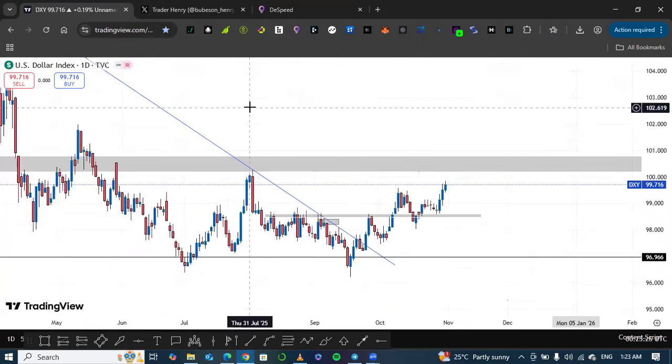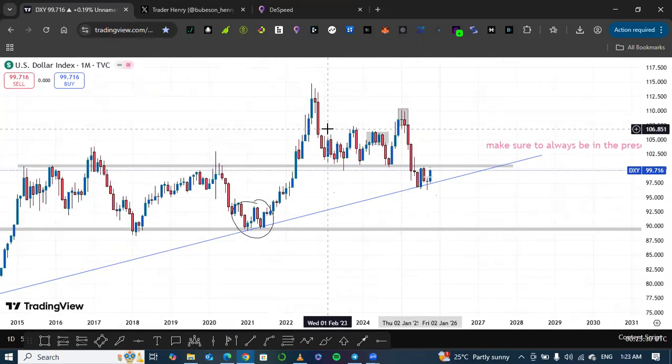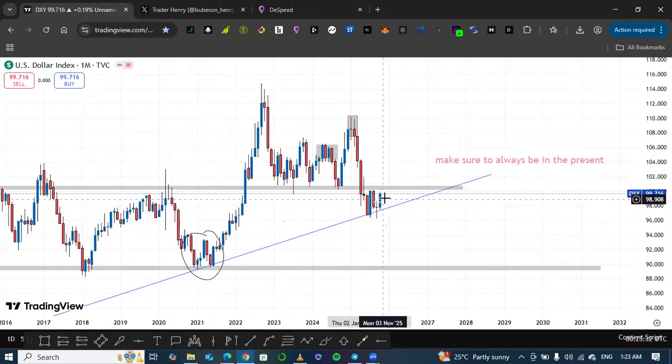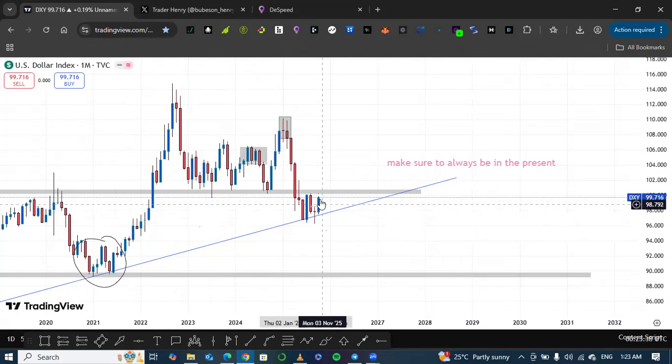So for now, I am very, very bullish on the SY. Monthly time frame is very, very bullish. Today is 1st November. This October candle, as you can see, closed very, very bullish and healthy, with no wick to the upside and a small wick to the downside.